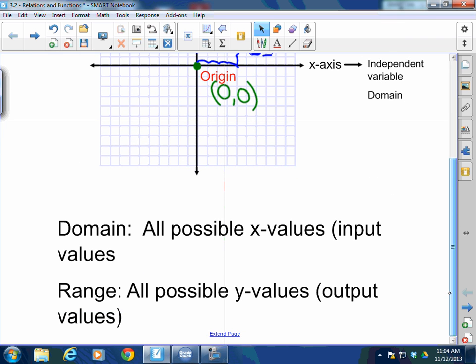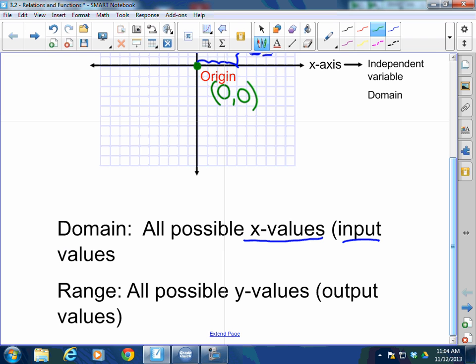Okay. Now, let's just remember domain. We had mentioned domain and range. The domain is all of the possible x values. These are called the input values or the independent variable. And please remember that the range belongs to the y's.